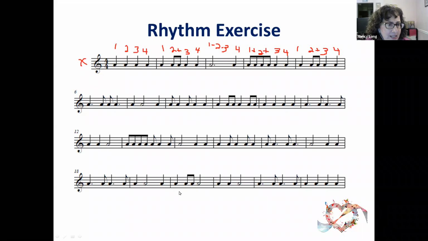Hey, Marina, are you writing on the bottom staff? Oh, there. Oh, look at that.